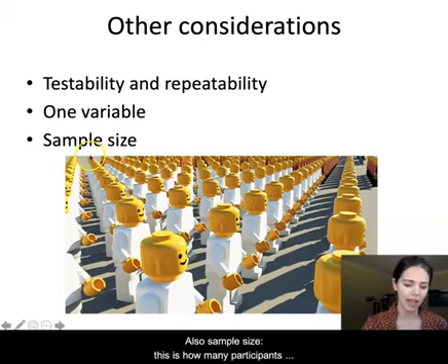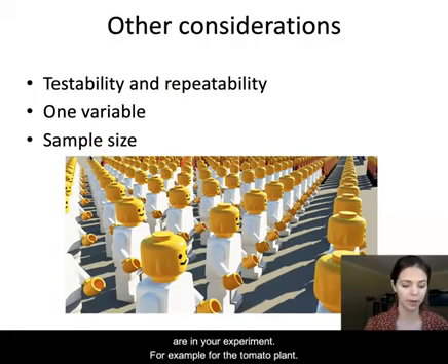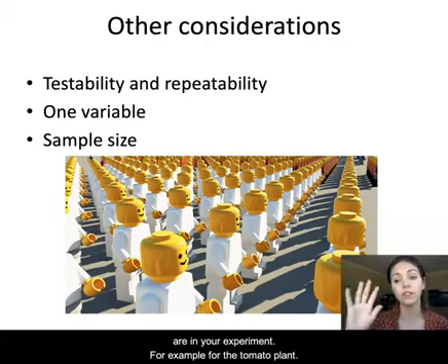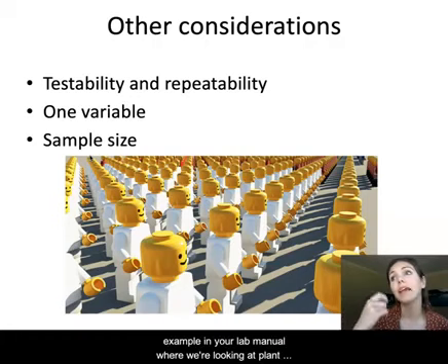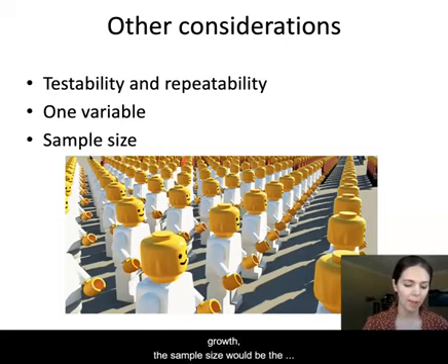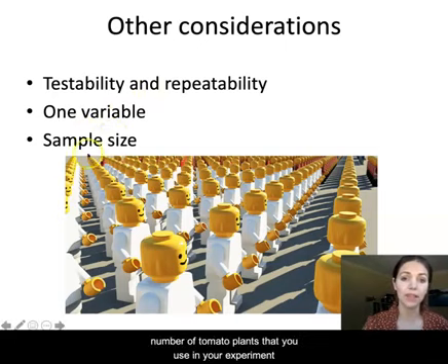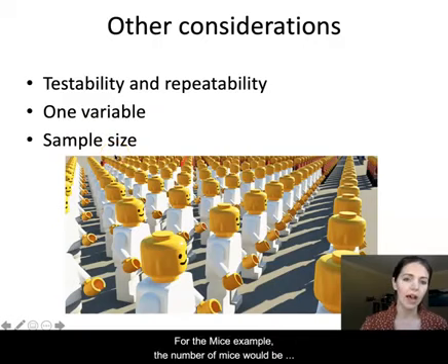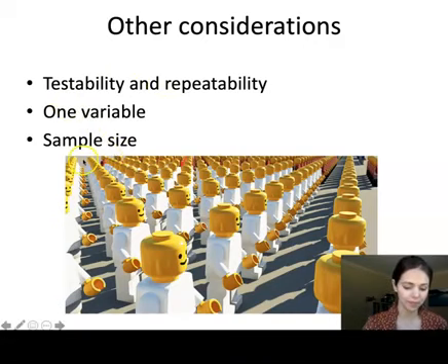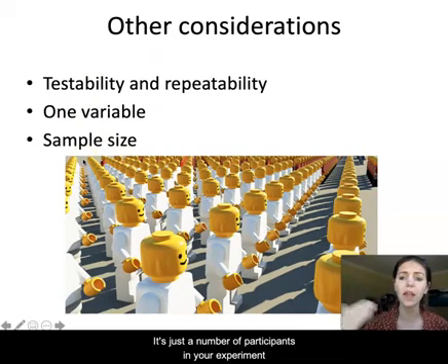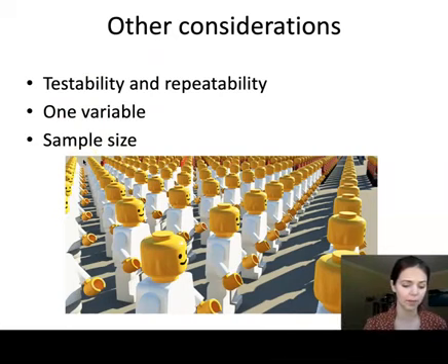Also, sample size. This is how many participants are in your experiment. Okay, so for example, for the tomato plant example in your lab manual where we're looking at plant growth, the sample size would be the number of tomato plants that you use in your experiment. For the mice example, BPA example, the number of mice would be the sample size. Okay, it's just the number of participants in your experiment.